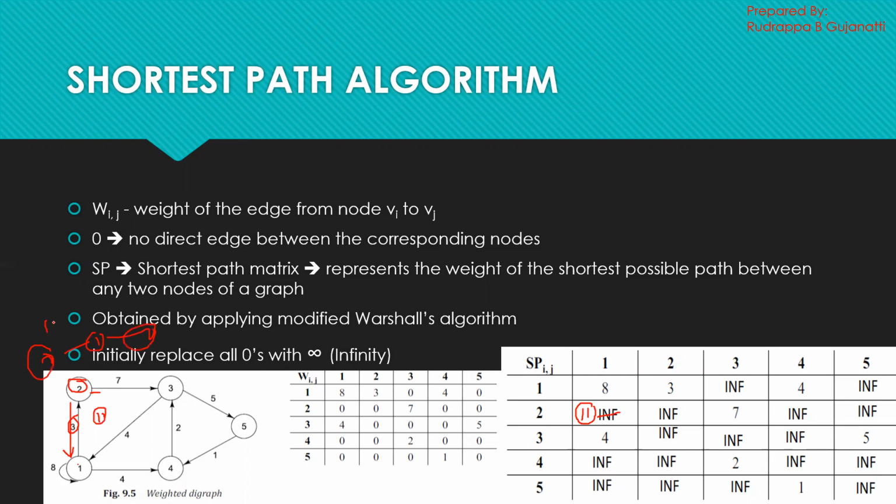What is the cost of moving from 2 to 1? It is 11. What is the cost of moving from 1 to 2? It is 3. What is the total cost? It is 14. So that will be updated over here. So this is how the implementation goes around.